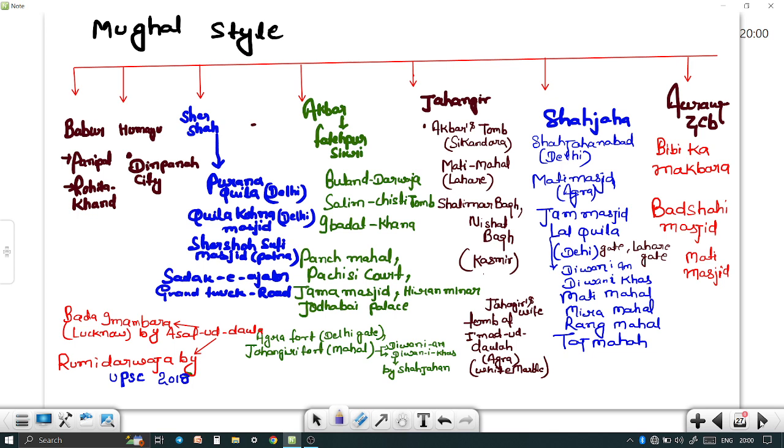The red sandstone double-storied structure of the mausoleum has been raised over a series of cells, which are like a musical composition. The octagonal form of the central chamber contains the cenotaph. It is for the first time that red sandstone and white marble have been used together.